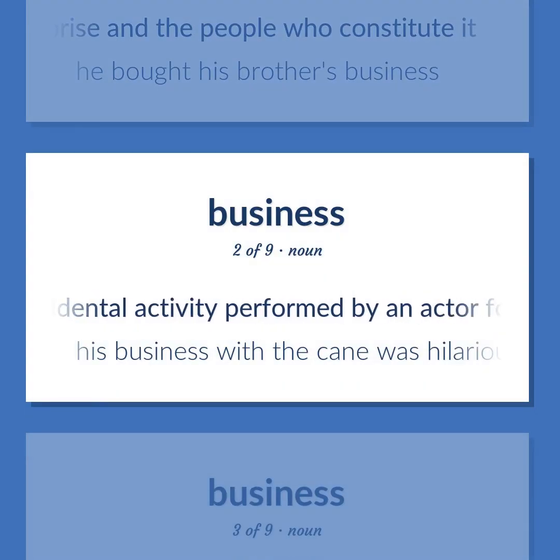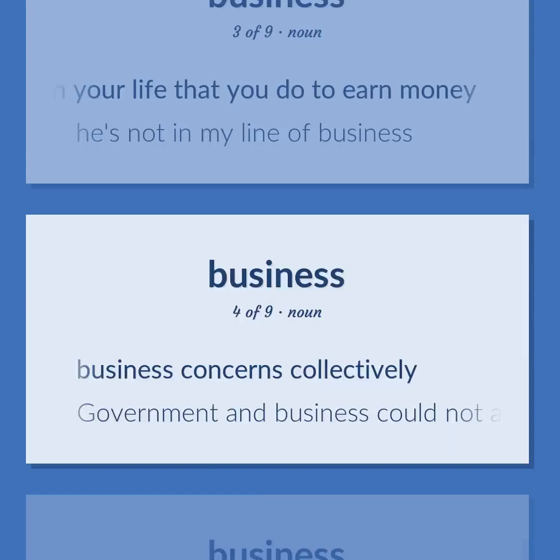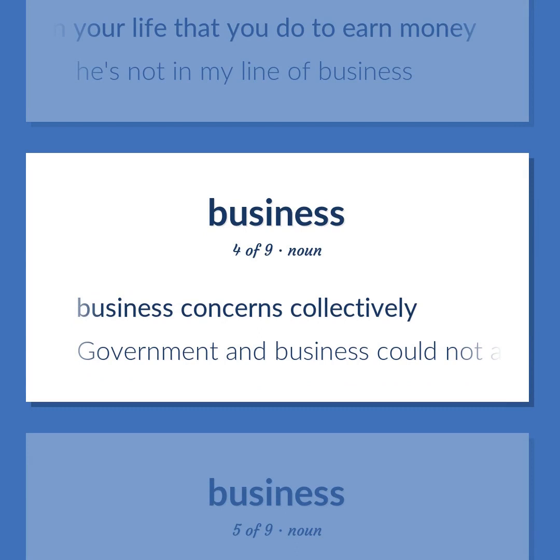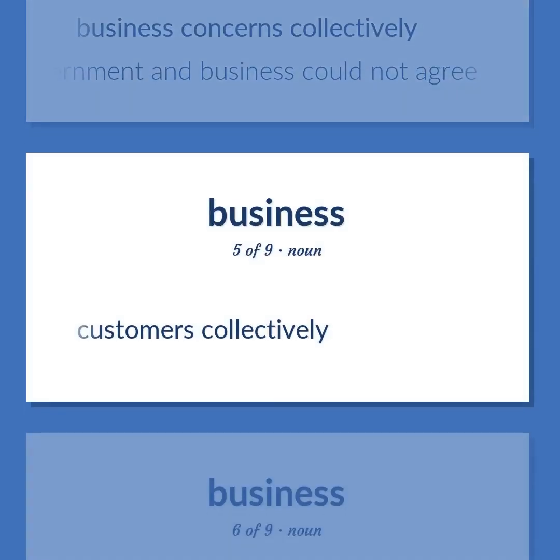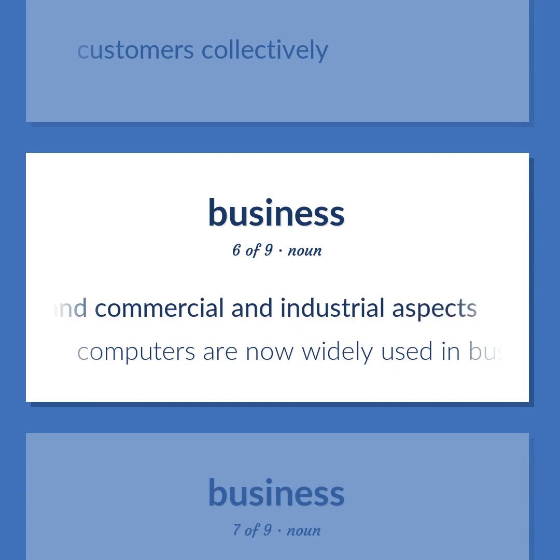Incidental activity performed by an actor for dramatic effect. His business with the cane was hilarious. The principal activity in your life that you do to earn money. He's not in my line of business. Business concerns collectively. Government and business could not agree. Customers collectively. The activity of providing goods and services involving financial and commercial and industrial aspects. Computers are now widely used in business.